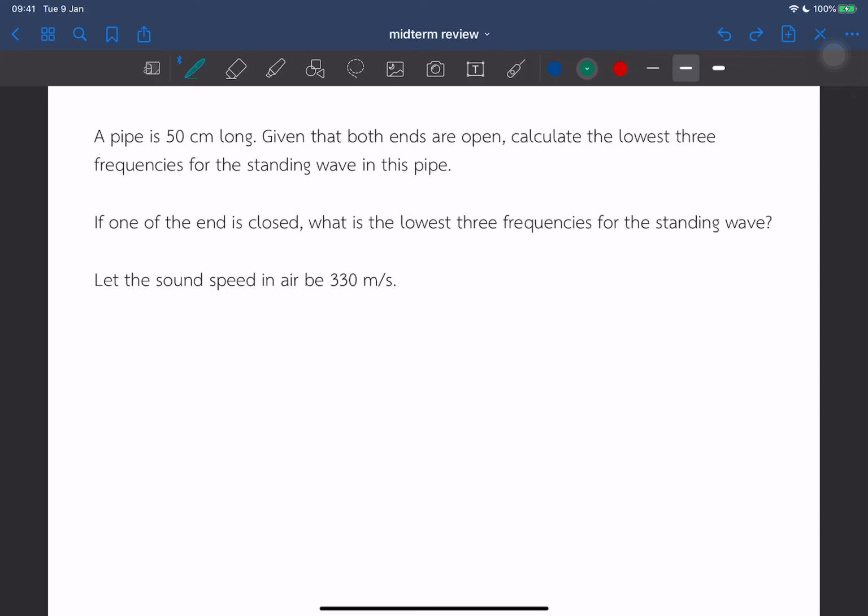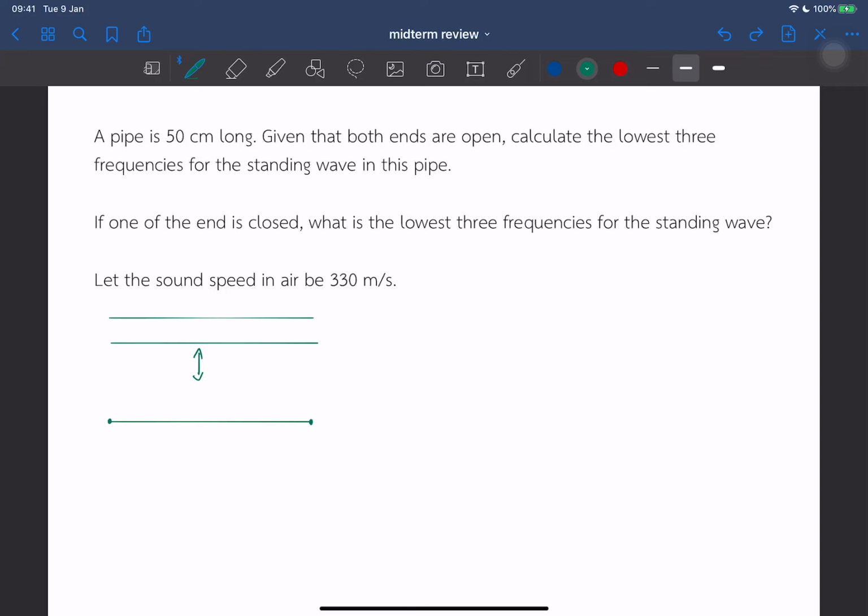Okay, so let's talk about this. Let's first think about the case where both ends are open. The situation we have is this kind of pipe. If you are not quite familiar with sound pipes or standing waves in a pipe, you can think of a standing wave in a string, which is probably a lot easier to visualize. So we're going to do that here. It's going to look like this, and the ends are fixed, which is equivalent to both ends open.